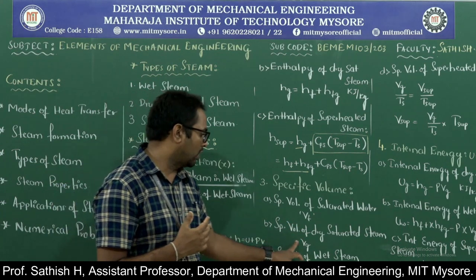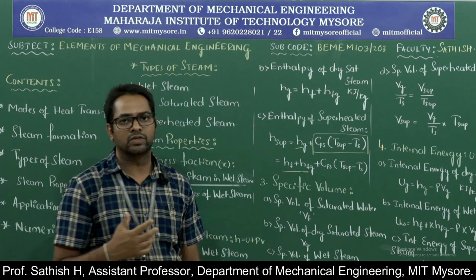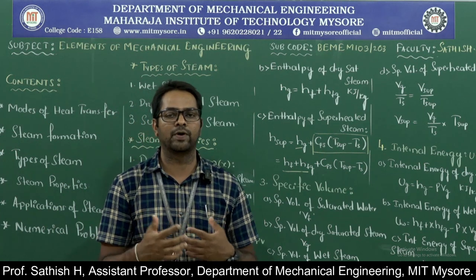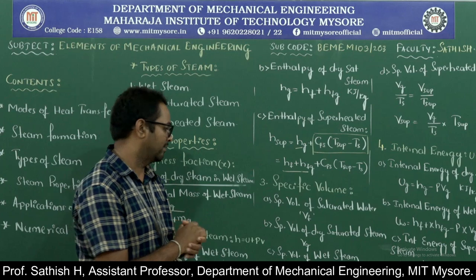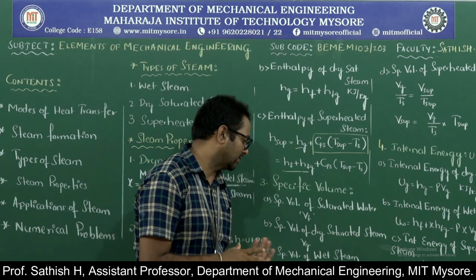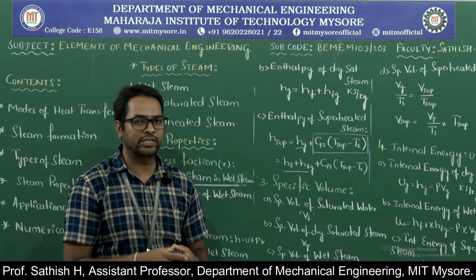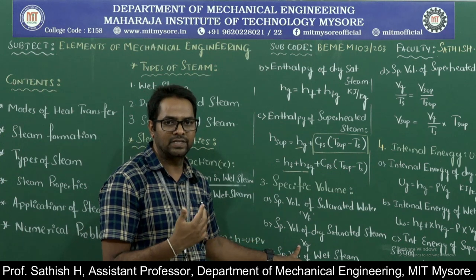And then the specific volume of a dry saturated steam. Again, it is the volume occupied by 1 kg of dry saturated steam. It is called the specific volume of dry saturated steam, and it is denoted by the symbol Vg.